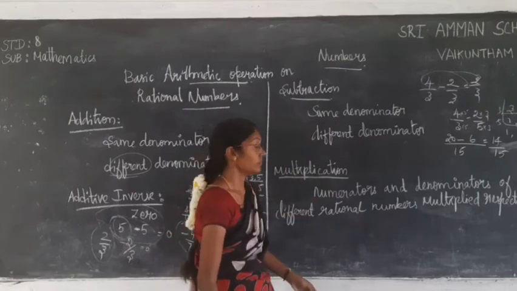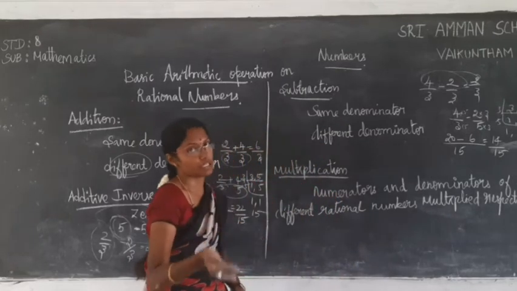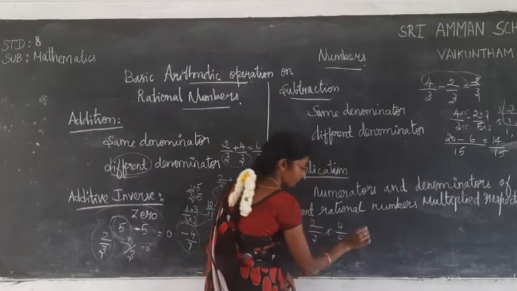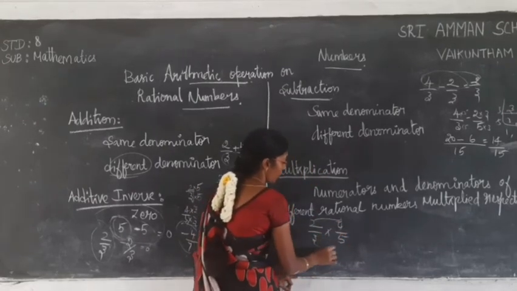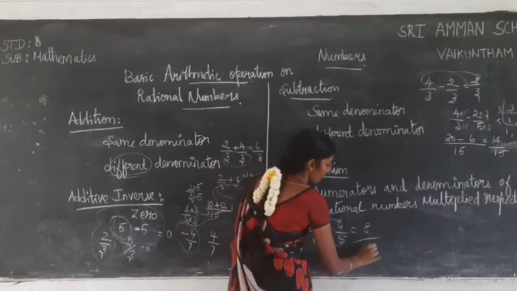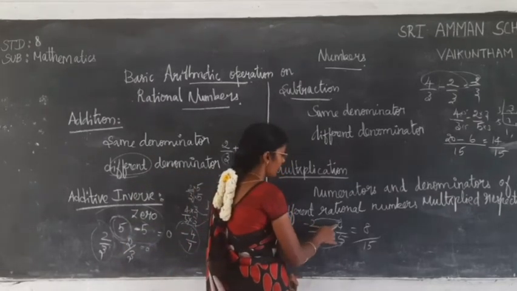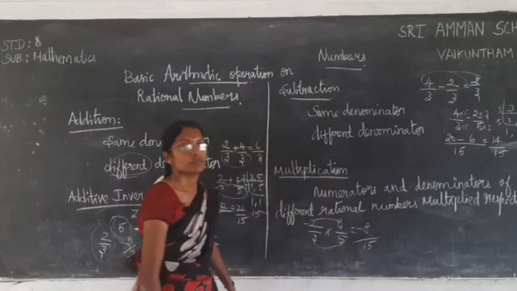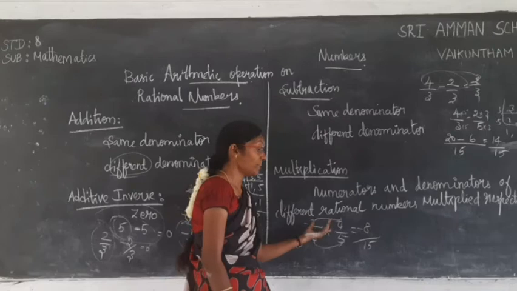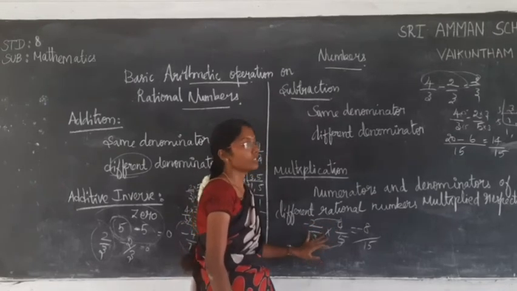For multiplication, the numerators and denominators of the two rational numbers are to be multiplied respectively. For example, 2 by 3 into 4 by 5. You have to multiply the numerators and multiply the denominators. 2 4s are 8, 5 3s are 15. That's all. If there are negative signs, plus or minus into plus or minus, respectively you have to multiply the numbers and also the signs. Clear about multiplication?